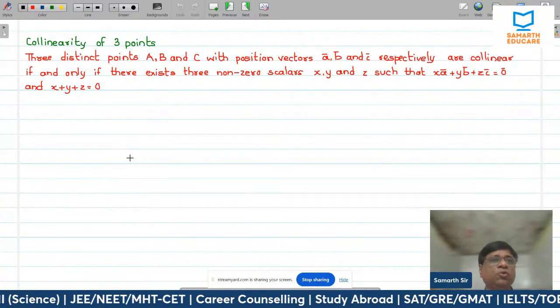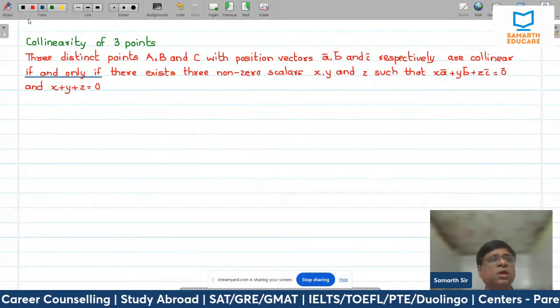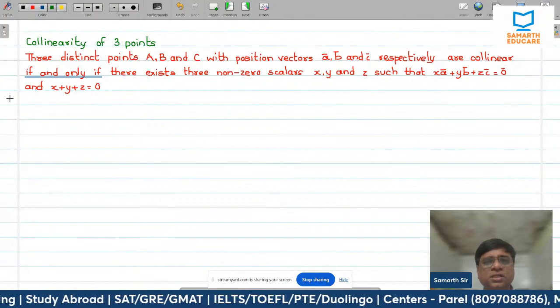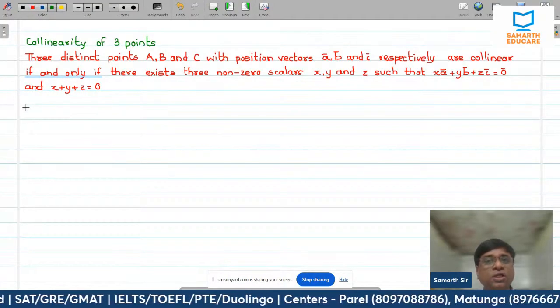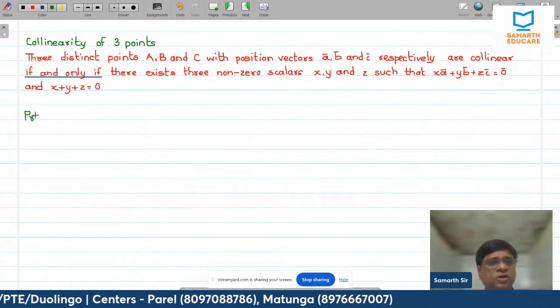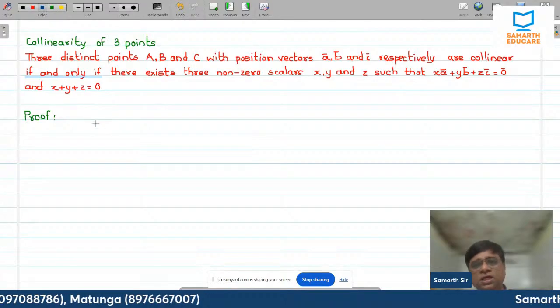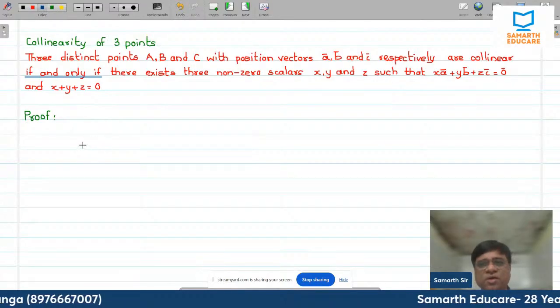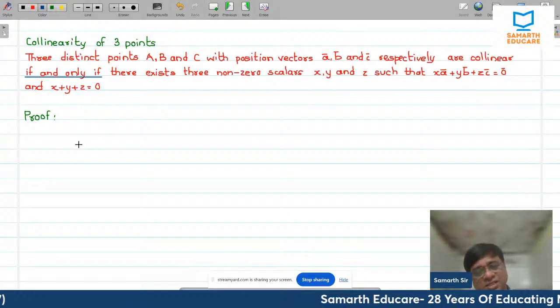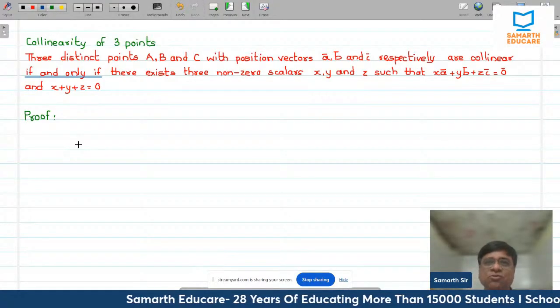Again here, "if and only if" is mentioned. Now there exist non-zero scalars. Non-zero scalars, very important. Each and every word in the theorem is important. Non-zero scalars x, y, z such that xA bar plus yB bar plus zC bar is equal to 0 bar, and in that case x plus y plus z is equal to 0.